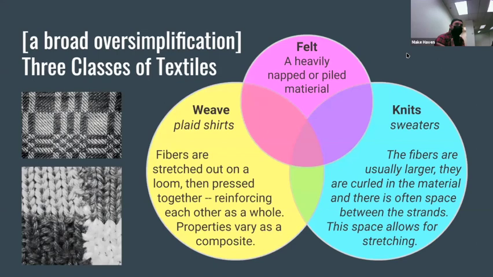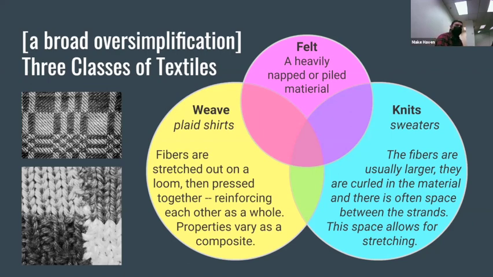Making sense of textiles, if we want to simplify it into 3 classes of textiles, these are the categories that I would use. There's a weave, which is like a plaid shirt, like what I'm wearing now, where you've got fibers that are stretched out on a loom, pressed together. You get this reinforcing structure, and it makes a series of thin strands into a panel. And so that is one classic way to make a textile.